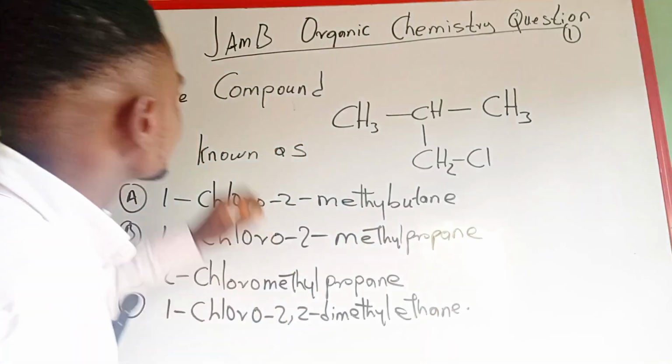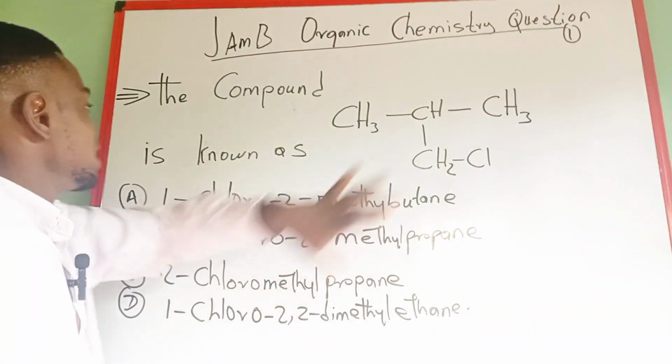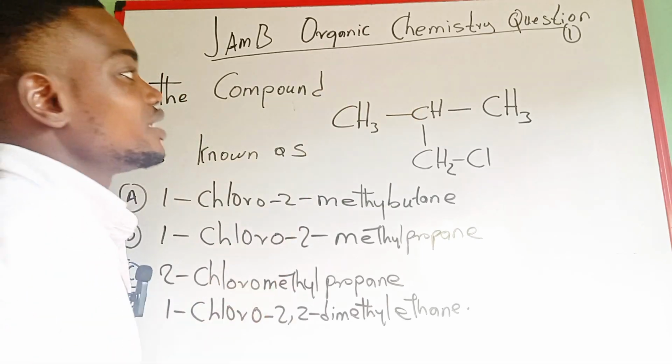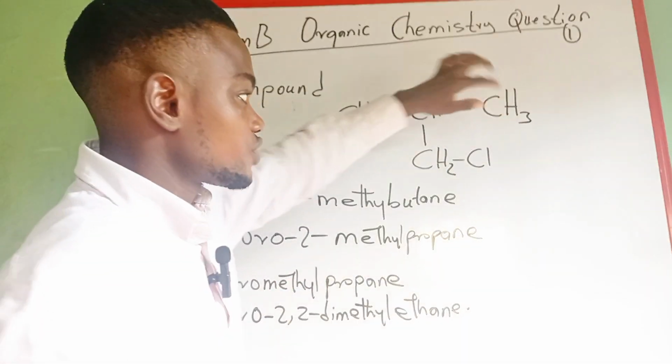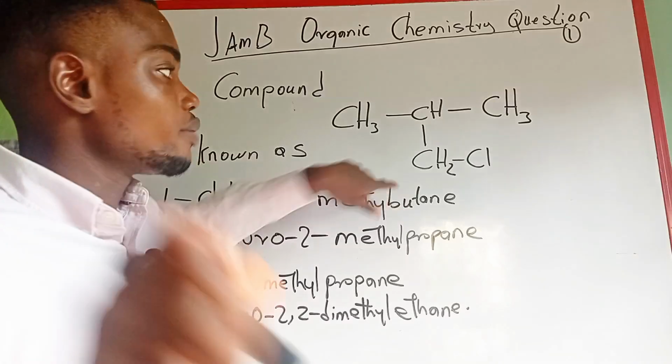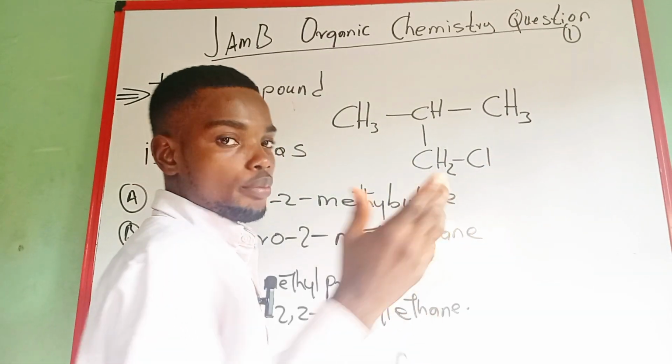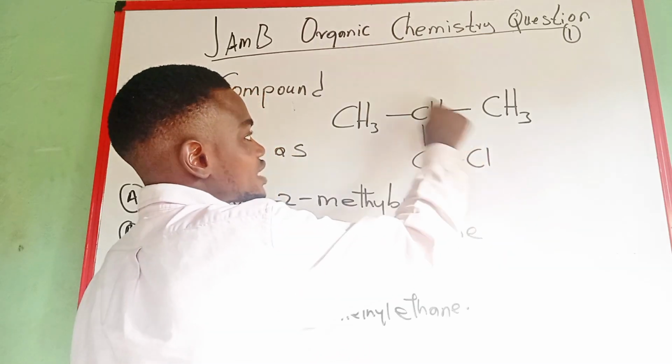JAMB Organic Chemistry says the compound, which is what you can see here, is known as, so that is the IUPAC nomenclature you have to find. Now, if you look at this, we have 1, 2, 3 carbons on the straight chain. We have 1, 2, 3, but there is a problem here. This is 3 and this is also 3. So the parent chain is prop, that is propane, because it has single bond.